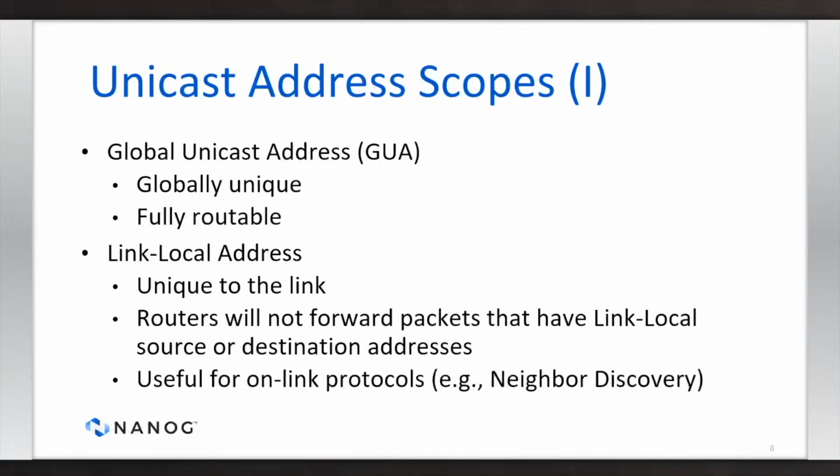When you see a link local address, you know that it is unique only to the link. Routers won't forward packets that have link local source or destination addresses. What does that mean? A router can originate a packet with a link local source or destination and send it to a neighbor, but if it receives a packet with a link local source or destination, it will not forward it on to a neighbor because there's just not enough context to know which neighbor. And even if there were, how would the neighbor ever get a packet back to the source, because the addresses were all link local? Now, these link locals, you'll see that they're very useful for on-link protocols like neighbor discovery. We'll talk about that in a little while.